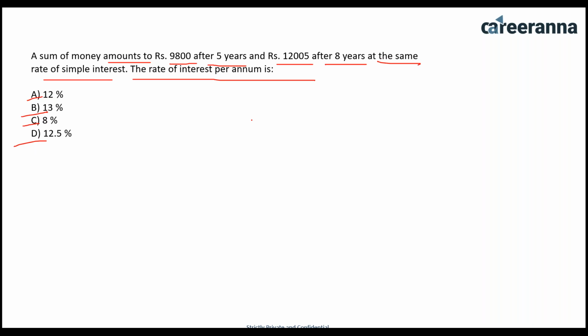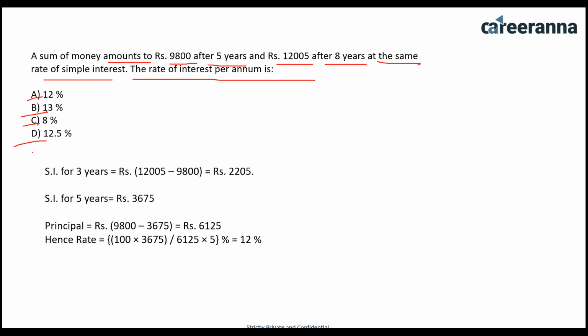Okay. All of you are getting 12. Okay, so let me discuss it. It's a very easy question. So SI for 3 years is given, which is this. Easy to calculate. So SI for 5 years would be this.